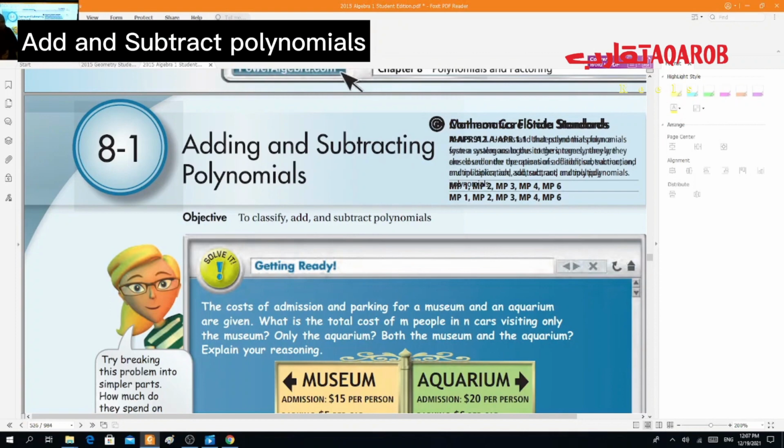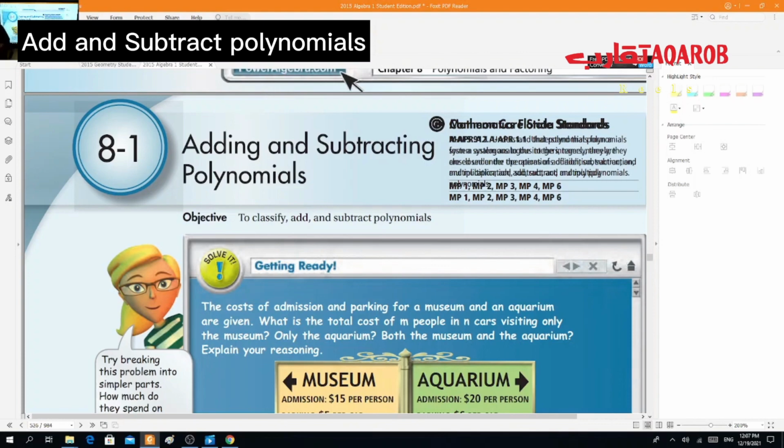I'm Sam, your math teacher at the Park International School, and we will start this semester, inshallah, with chapter 8 from Algebra 1, which is about polynomials and factoring. We will start with the first lesson in this chapter, which is about adding and subtracting polynomials.